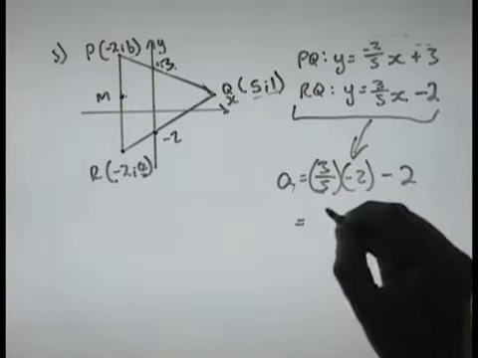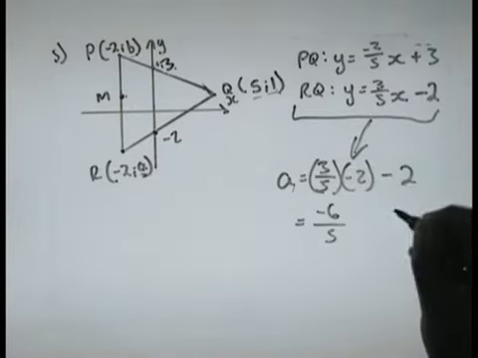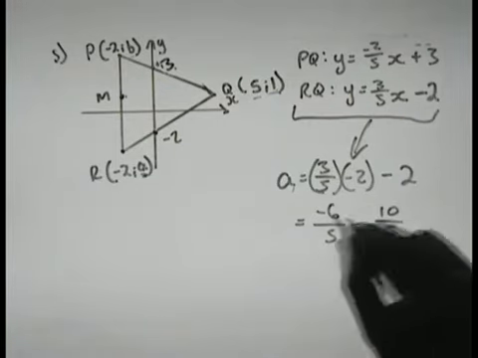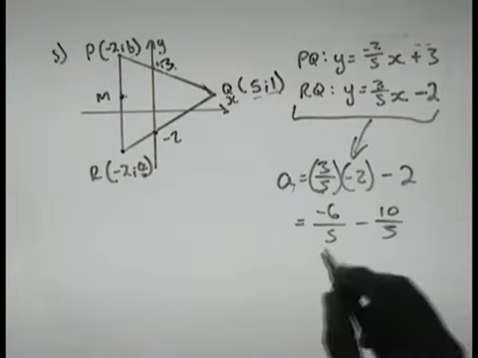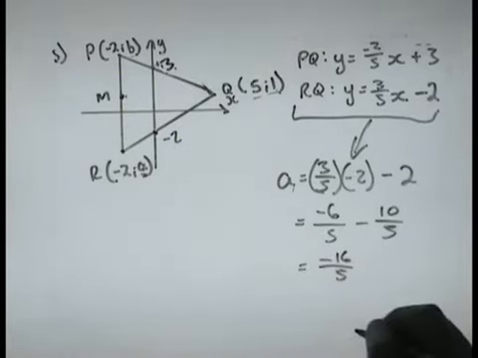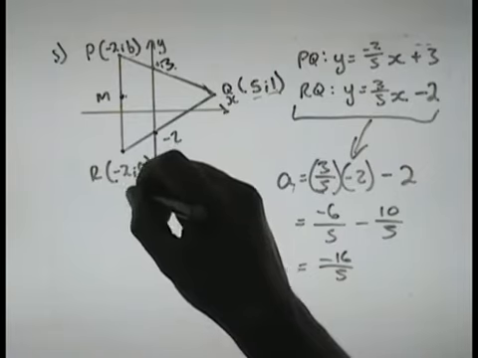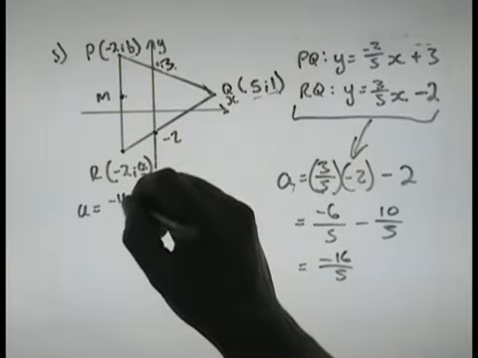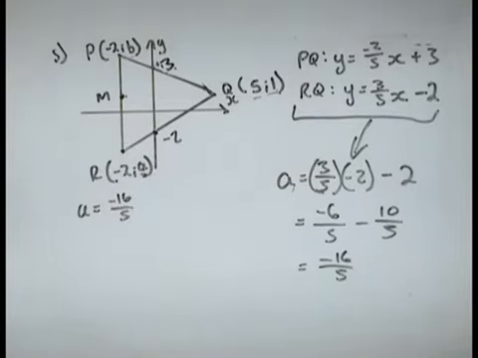Negative 2 times 3 is negative 6 over 5, minus 2 or minus 10 over 5, common denominator. Minus 6 minus 10 is minus 16 over 5. That means that the coordinates of A, or rather A, is equal to minus 16 over 5.